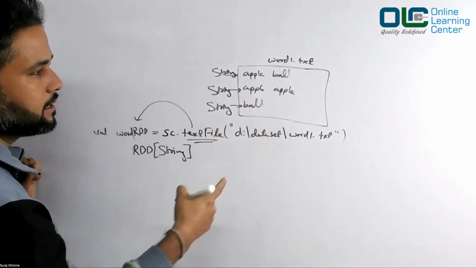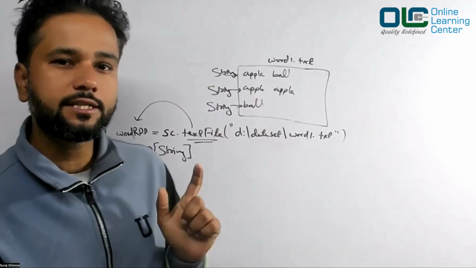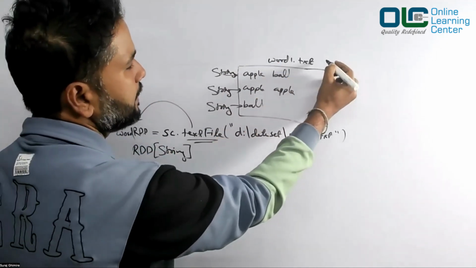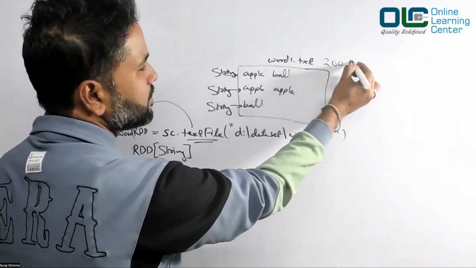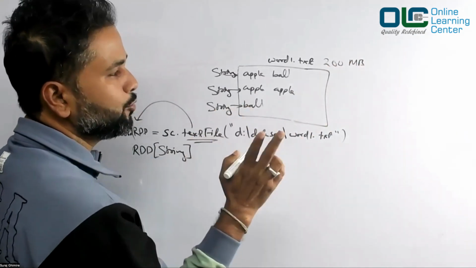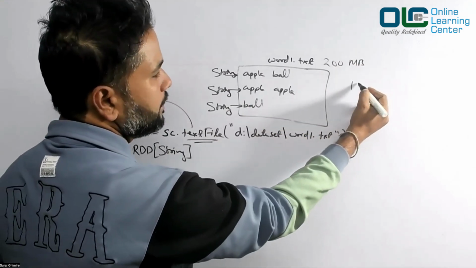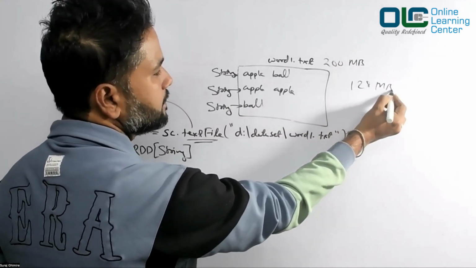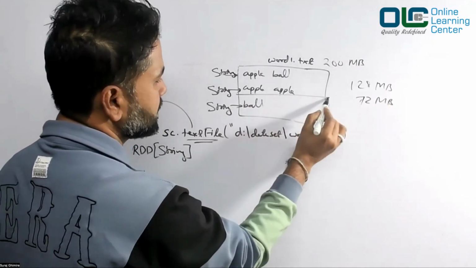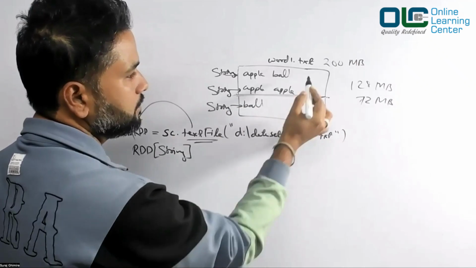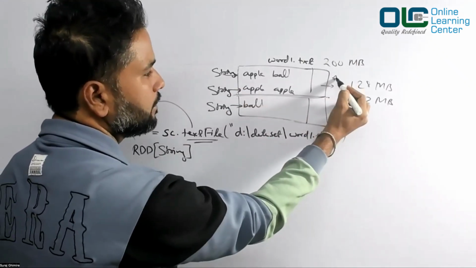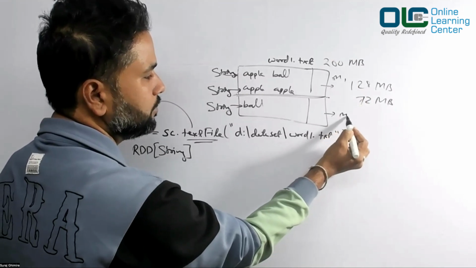In my case, this word1.txt is a very simple file. But what if this file is, let's say, 200 MB? If this file is 200 MB, then internally what will happen? This will be broken down into two pieces, let's say 128 MB and 72 MB. Let's say these two pieces are like this for our simplicity. This first piece is present in machine 1, and this second piece is present in machine 2.